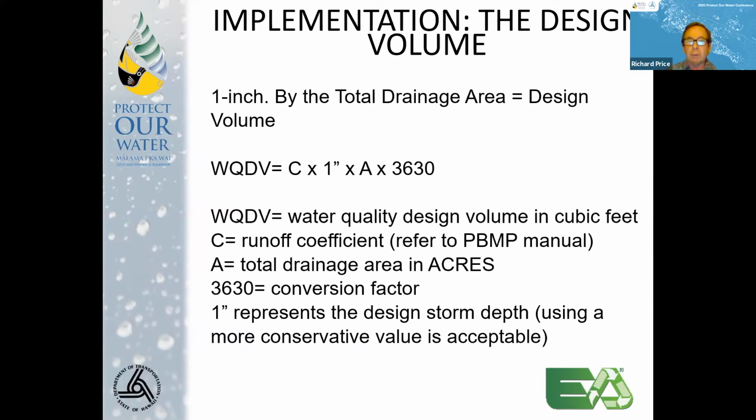And so that water quality design volume is equal to C times the 1 inch of rain times A times the 3630. C is a runoff coefficient. We'll talk more about that. A is the area of the drainage in acres, and the 3630 is a conversion factor. And the 1 inch, as I said, is our design storm.